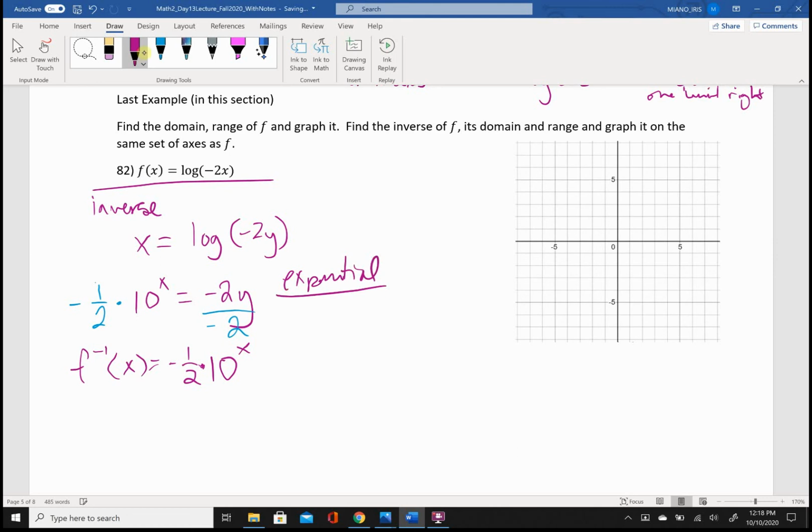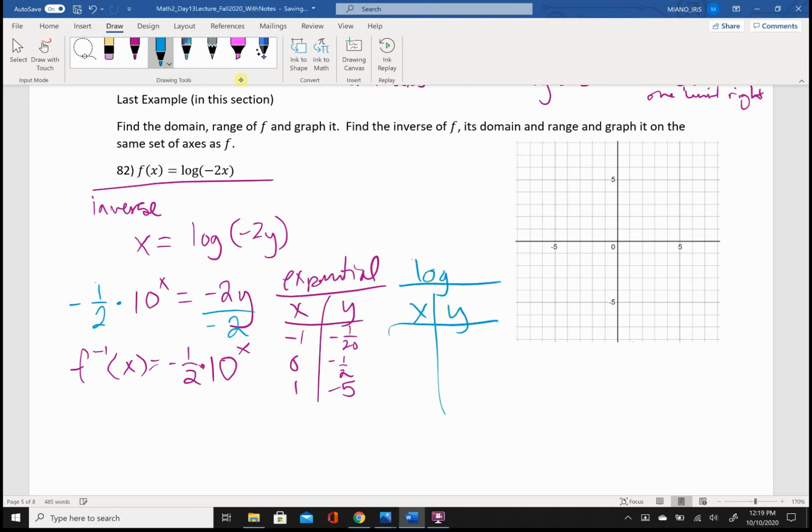And let's give ourselves at least the first three standard inputs of -1, 0, and 1, and then the corresponding outputs will be -1/20th, -1/2, and -5. Okay, so there's the exponential. And then if we want to get the corresponding standard 3 inputs and outputs for the logarithm, the log will have the x's and the y's switched, right? So those standard inputs and outputs will be -1/20, -1/2, -5, and then -1, 0, 1, right? Okay, so let's go ahead and reveal.